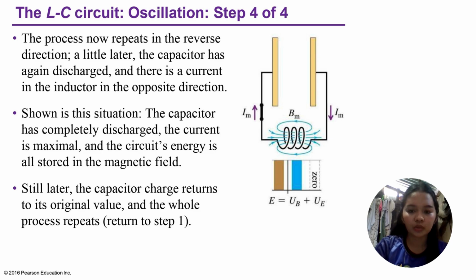So still later, the capacitor charge returns to its original value and the whole process repeats and returns to step number one. So this continuous transfer of energy between the capacitor and the inductor creates an electrical oscillation. So in an ideal LC circuit, this oscillation would continue indefinitely, but in real circuits, resistance will cause the oscillations to gradually decay over time.